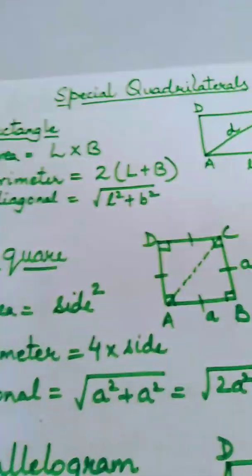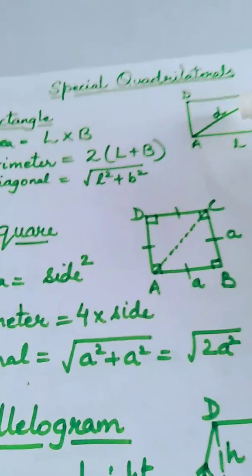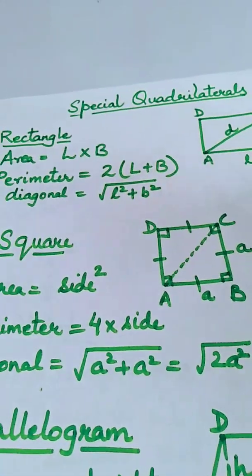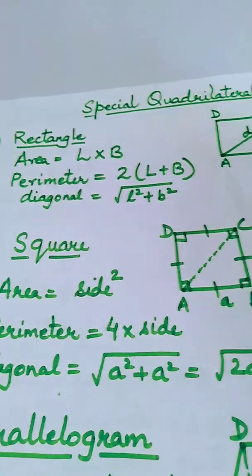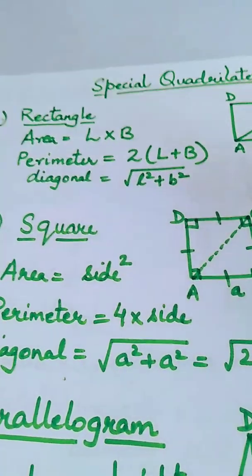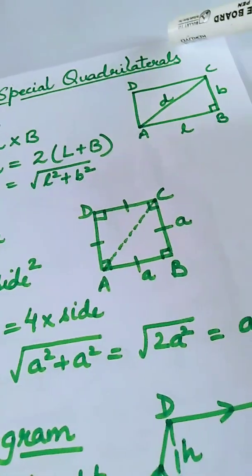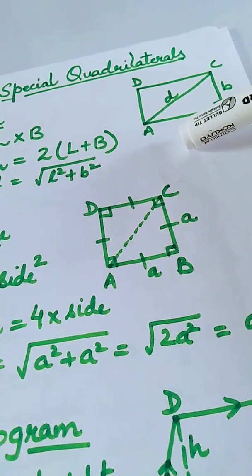You have been studying rectangles, squares, all these quadrilaterals, four-sided figures, in your previous classes also. From childhood you are learning this rectangle. Now coming to the rectangle, let us learn the properties of a rectangle first. What is a rectangle? Its opposite sides are equal.